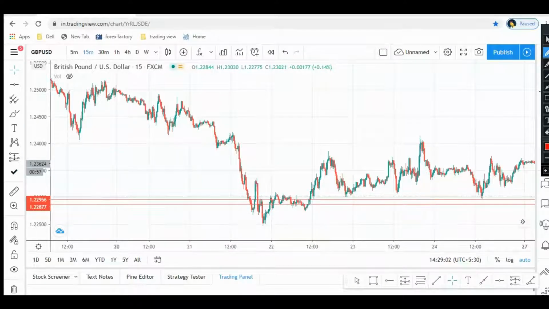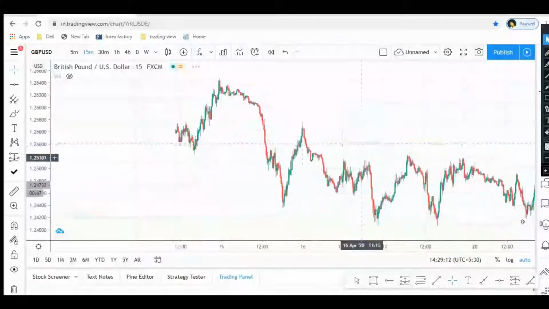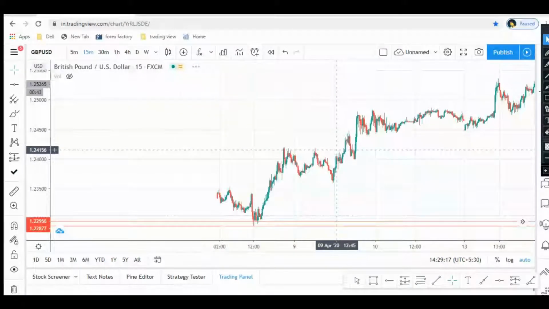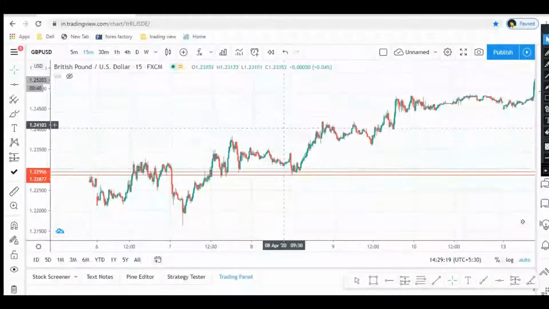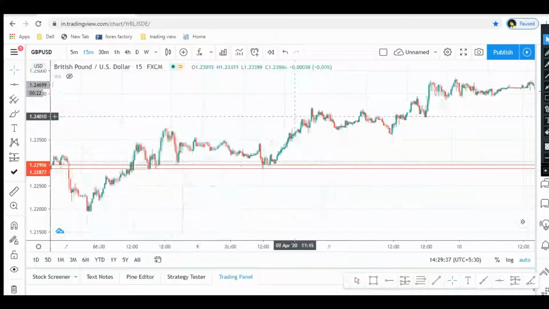As you can see, this particular area acted as a support, not only support, it also acted as a resistance. So look, we will go back and find out. It is very, very interesting. See, this particular area has reacted as a resistance, this area acted as a resistance, this particular area acted as a support, and this area acted as a resistance. As you can see, let me zoom out.